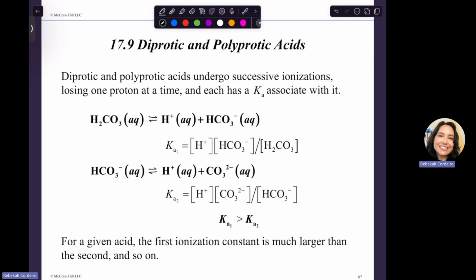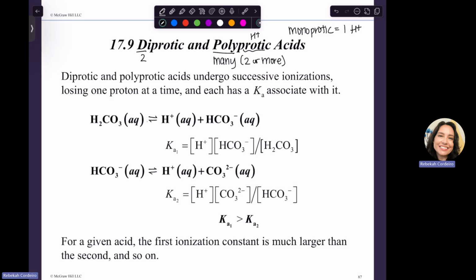Okay, we're going to go through the last part of chapter 17, talking about diprotic and polyprotic acids. So di meaning two, poly meaning many, so two or more. What we call an acid that only has one proton would be monoprotic, one H plus. So protic meaning H plus. So acids that give off more than one hydrogen ion.